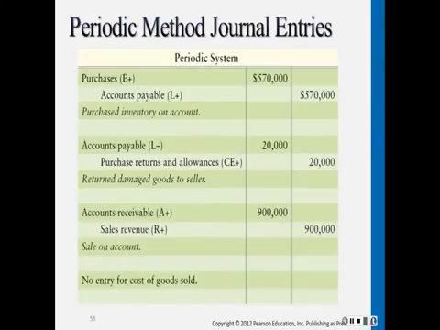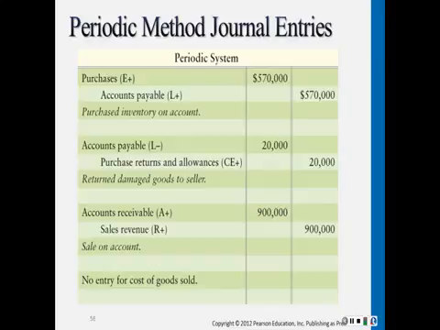Purchases are debited for inventory purchased during the period. Accounts payable would be credited. When returns are made, we debit accounts payable and credit purchases returns and allowances. This will accumulate all returns or allowances granted in one account.